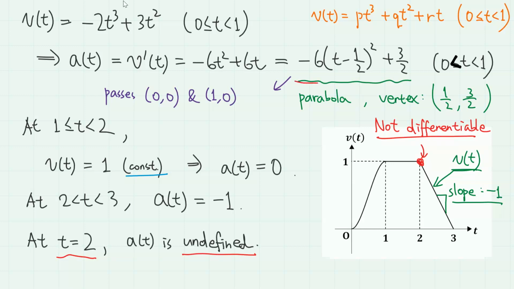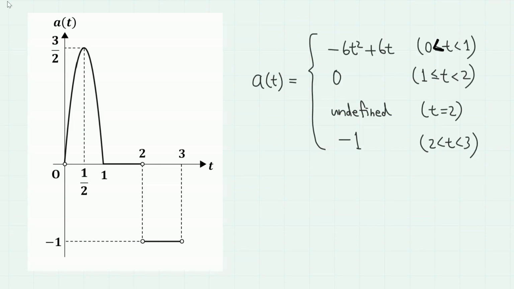Therefore, combining these, the graph of a(t) looks as follows. Parabola here, 0 here, undefined at t equals 2, and negative 1 here.